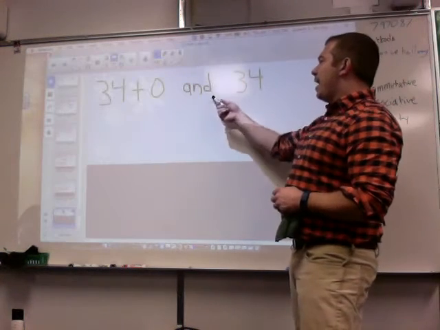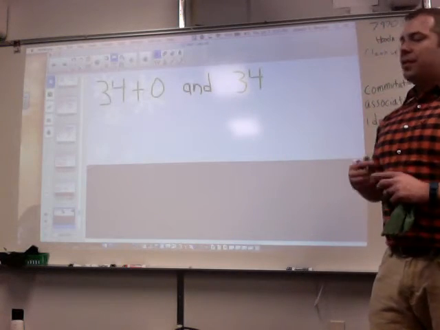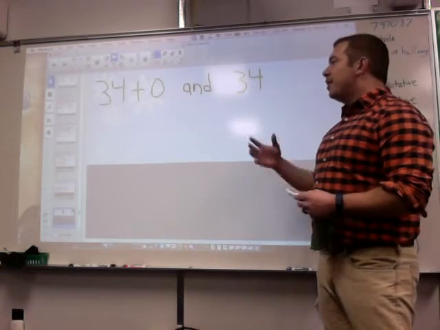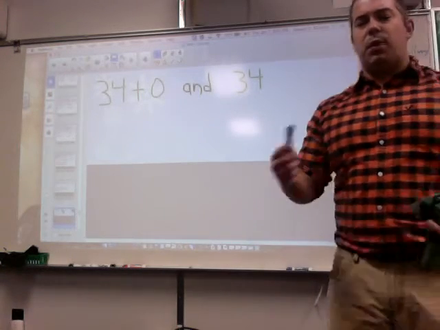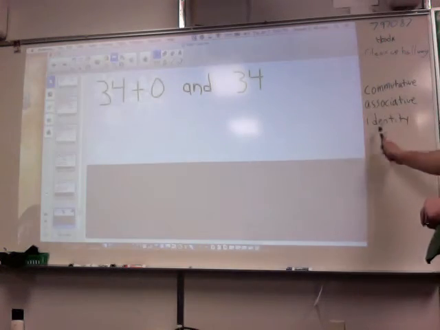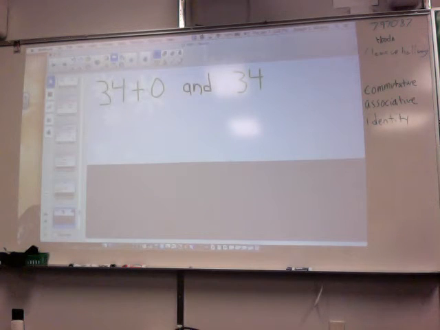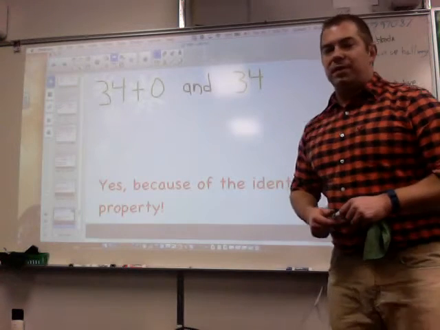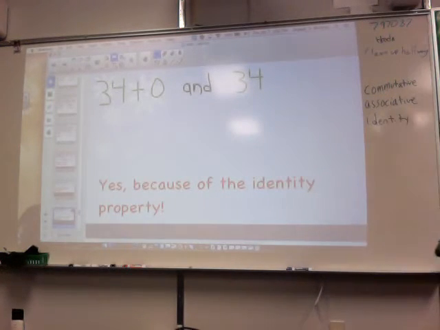34 plus 0 and 34. Are these equivalent? Well, 34 plus 0 does equal 34. So yes, they are equivalent, which is quite easy. But what property was that? If I remember right, that's the identity property. Let's see. Yes, because any number plus 0 will equal itself.